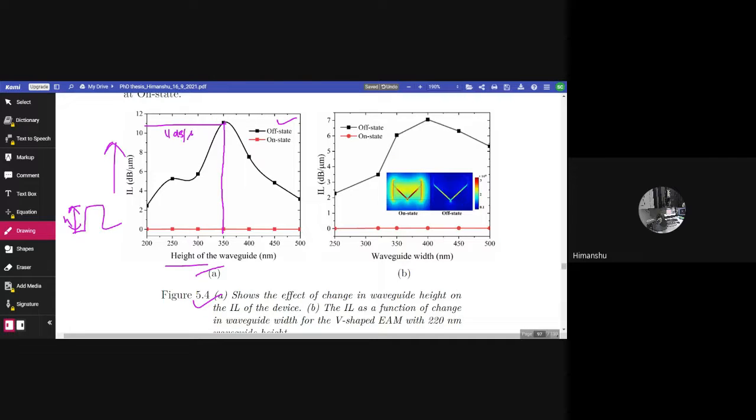Beyond this 350 nanometer value, or on decreasing the waveguide height, we'll get a lower value of IL at off state. Since we require a higher value of ER, which corresponds to a higher value of figure of merit, that is FOM, we have chosen a higher value of insertion loss at off state, which from this graph, figure 5.4a, is only possible if we choose 350 nanometer as the waveguide height. Therefore, we have chosen this 350 nanometer as the waveguide height for our device.